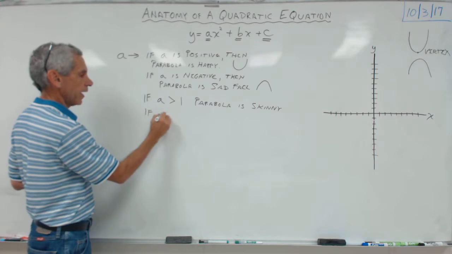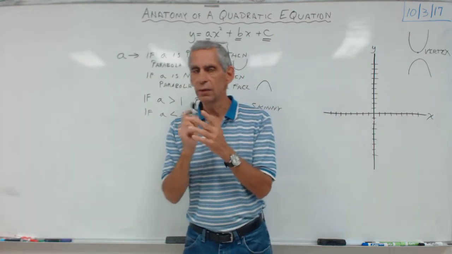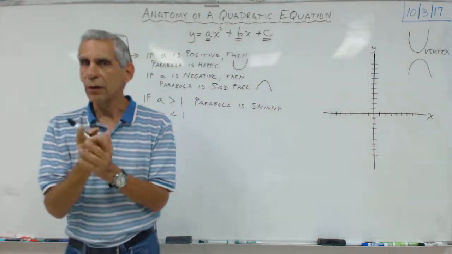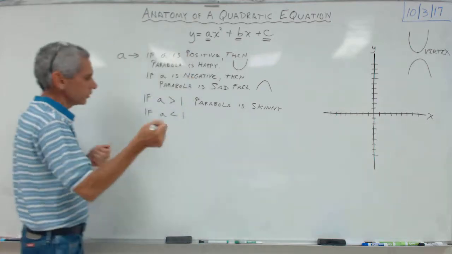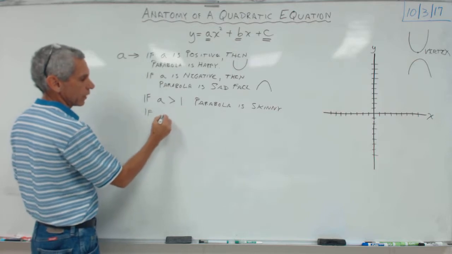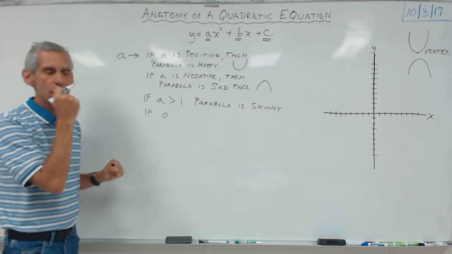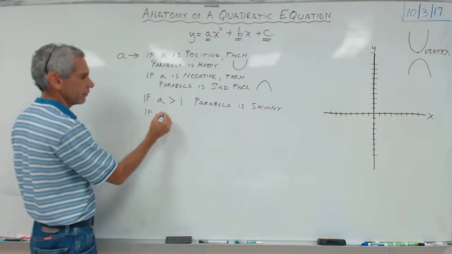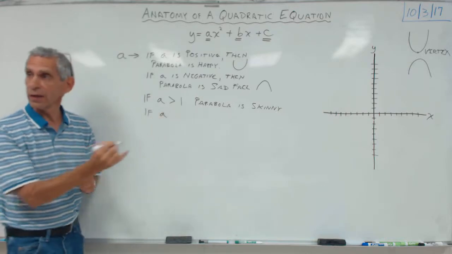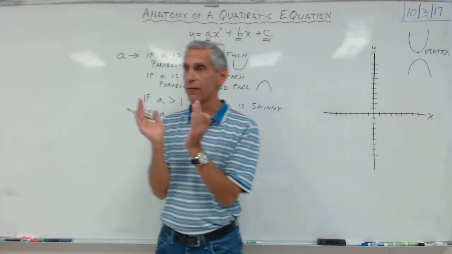Okay, but what if A is less than 1? Now what would an example of less than 1 be? Well, actually, I should say less than 1 but greater than 0. I'm going to just keep it positive for now. Is that okay? If A is between 0 and 1, what do I have?